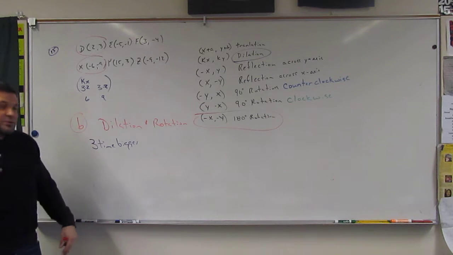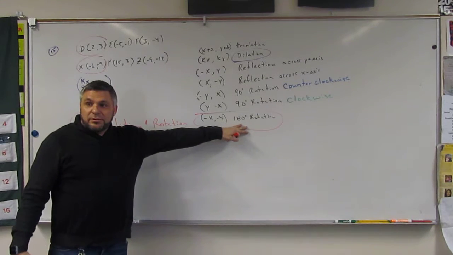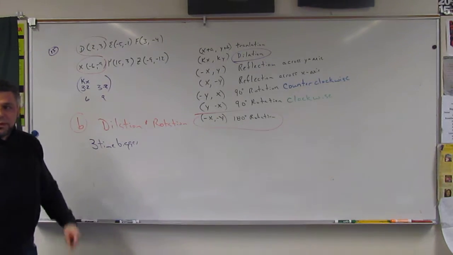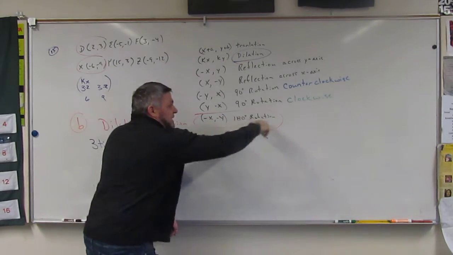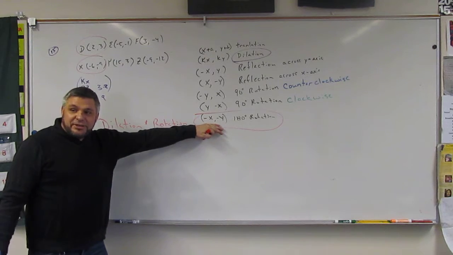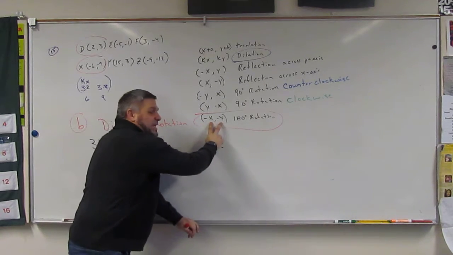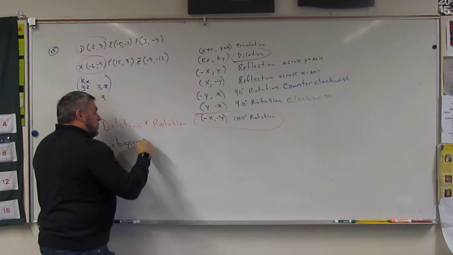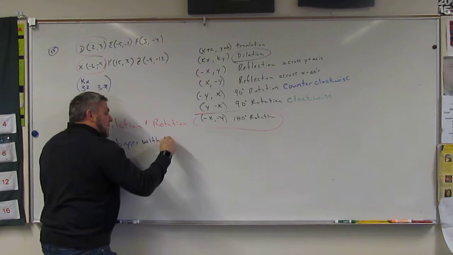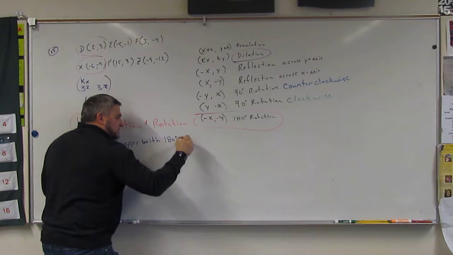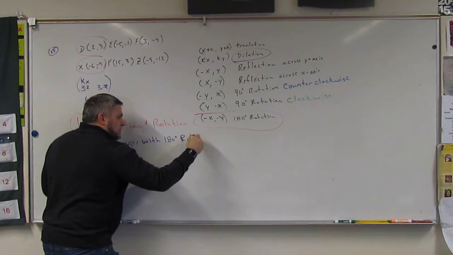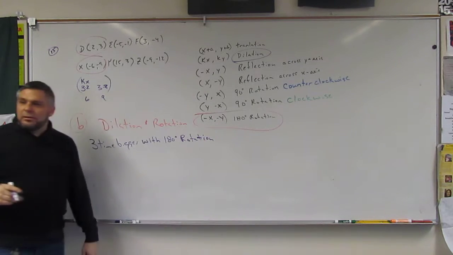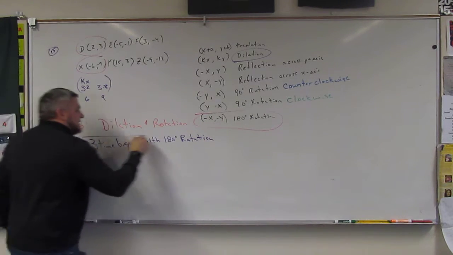And what else? What's the rotation? 180. Counterclockwise? 180. 180 degrees. It doesn't matter which direction because it's 180. They both became negative, right? So they 3 times bigger with 180 degree rotation. Okay? And that is the exact.